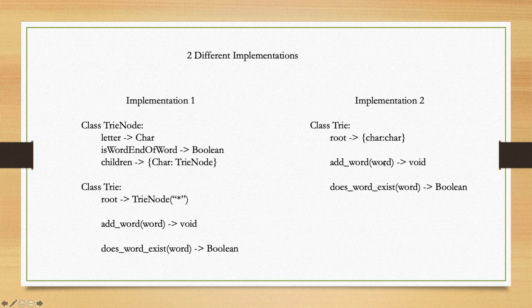In implementation two, we don't really have a trie node. We just have a general trie class. And our root is just a dictionary that stores the letters that it has as children, and then it stores the second letter that it maps to. So in our case here, if we started with the root, we might have a W, which maps to a W for wait, and then that W here would map to an A, and so on and so forth. And then we would have the same add word and does word exist Boolean.